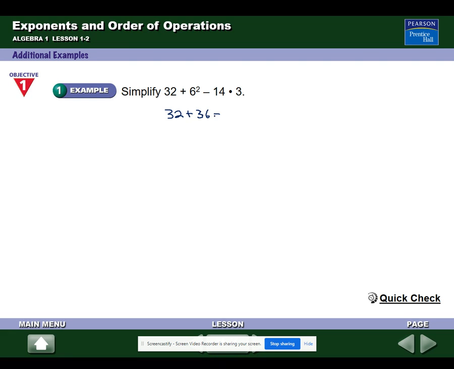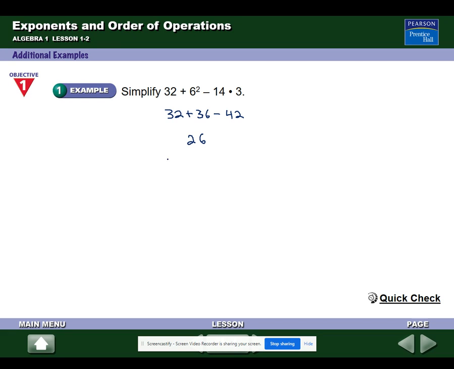And since it's separated by a minus sign here, I can go ahead and also do 14 times 3. That would be 42, okay? And now, just as I said in the last example, let's just take this left to right. 32 plus 36 would be 68. 68 minus 42 would be 26, if my mental math is any good, okay?